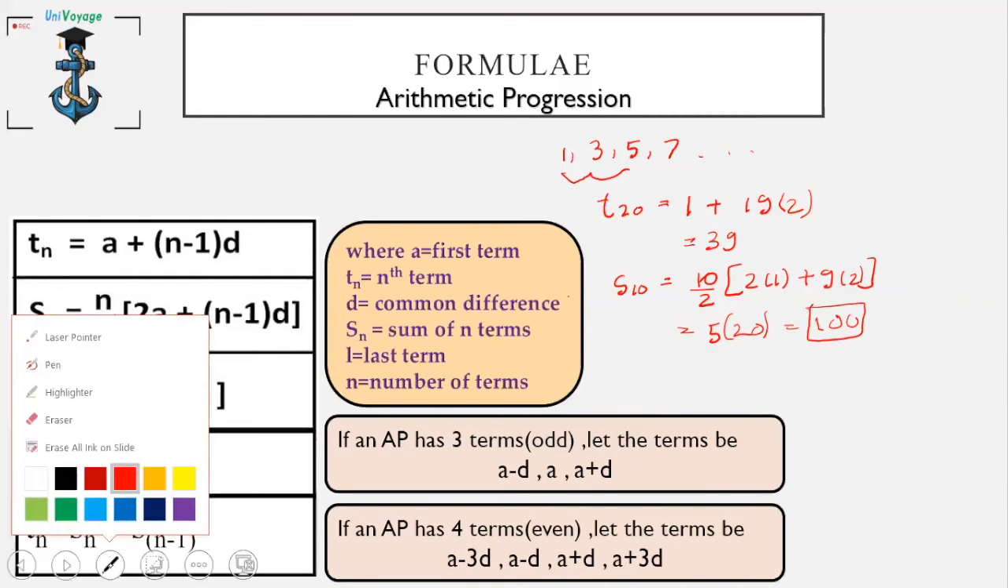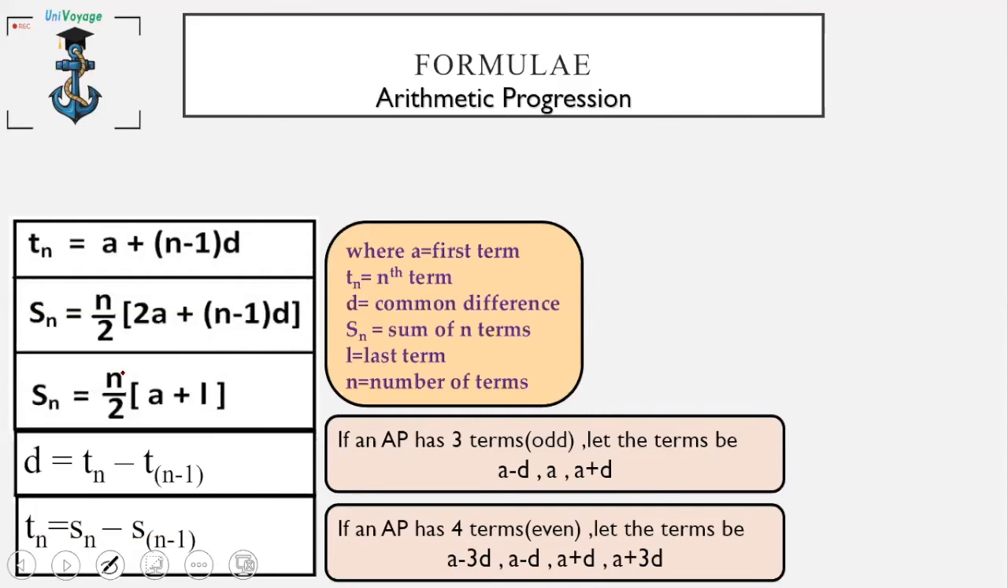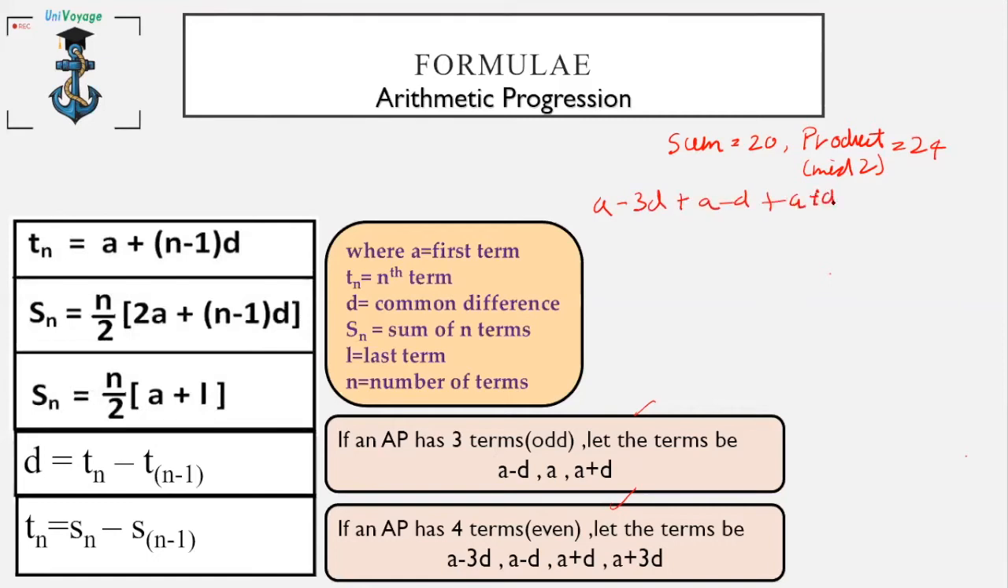I also wanted to show you the statements which are given here. Let's say the sum of 4 terms of an AP is 20, and the product of the middle two terms is 24. So find the terms of the sequence. If we take the terms a minus 3d, a minus d, a plus d, and a plus 3d, the sum is equal to 20. If we cancel these terms out, we'll get 4a is equal to 20, and a is equal to 5.